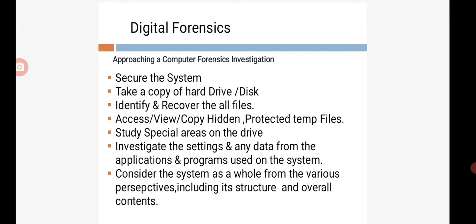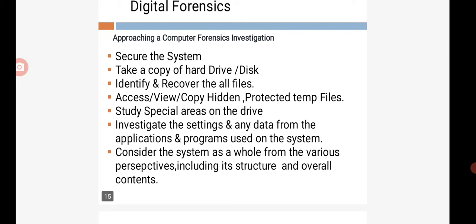So, computer forensic investigation is a detailed science. The main phases include: secure the system, take a copy of the hard drive, identification of recovery files, study of the special areas on the drive. So these are the different things related to approaching a computer forensic investigation.